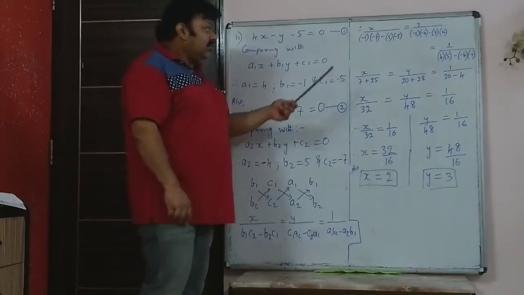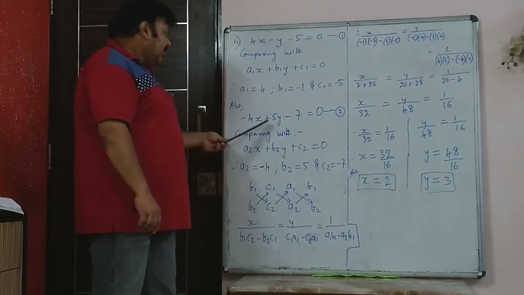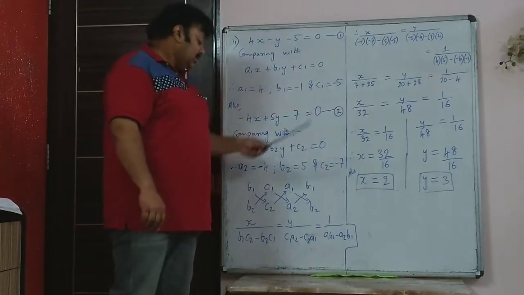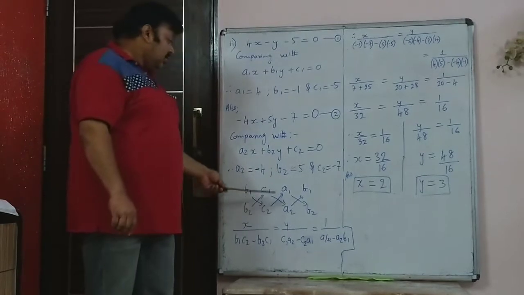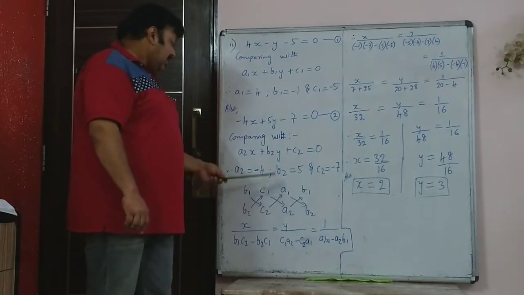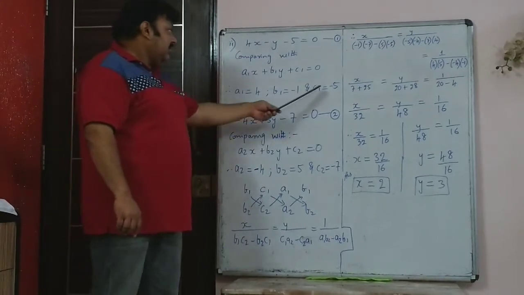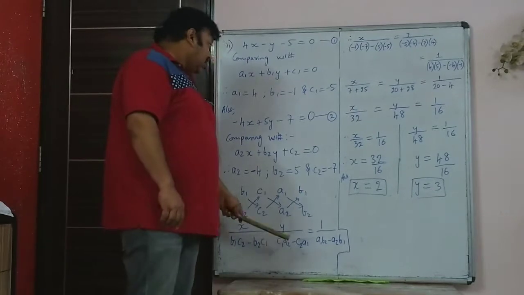So those values we have to substitute. x upon b1 is, you have written b1 as minus 1. Then you have the next term, that is c2. c2 is minus 7. y upon c1. So your c1 is minus 5. So your c1 into a2.